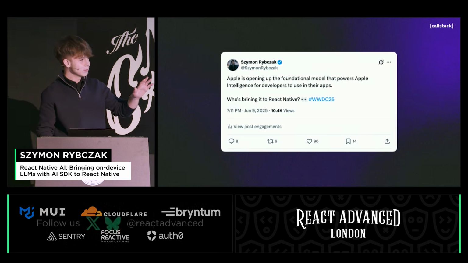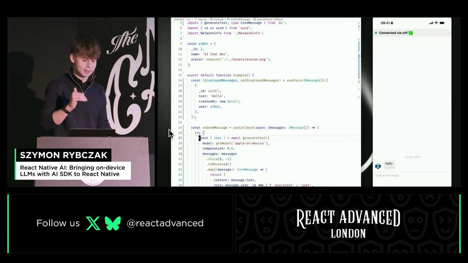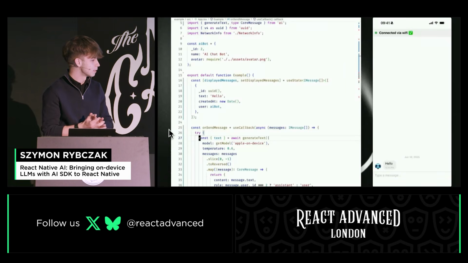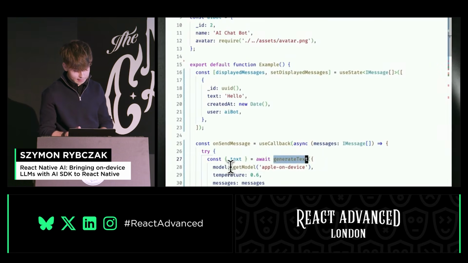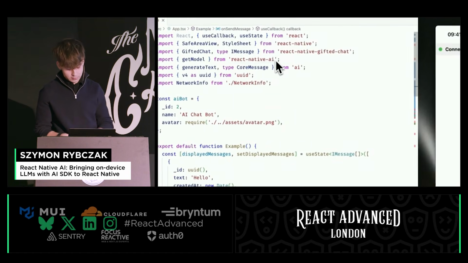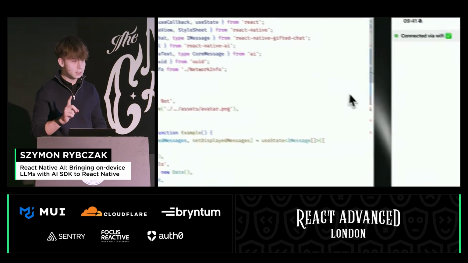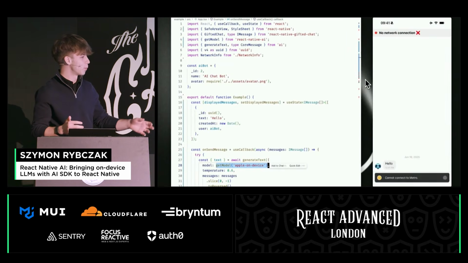So here is a demo of running the Apple Foundation model, the Apple LLM, with React Native AI in React Native, and the performance of it is super cool. Here I have the generate text function. I get the Apple model with a React Native AI helper function, and on the right side I have my iPhone 15 Pro. I turn on the airplane mode. Here is an important fact: I don't need to download the model. The model is shipped with the operating system.